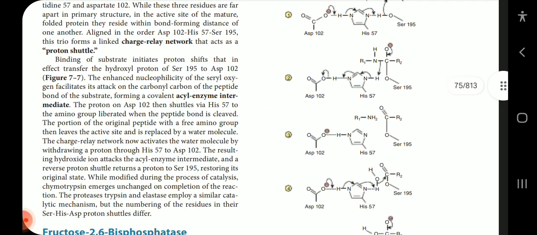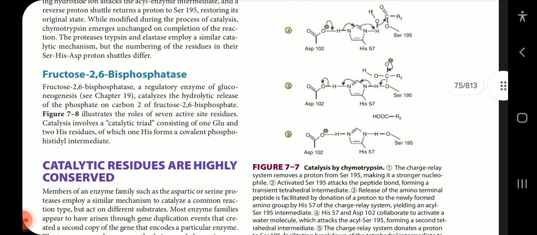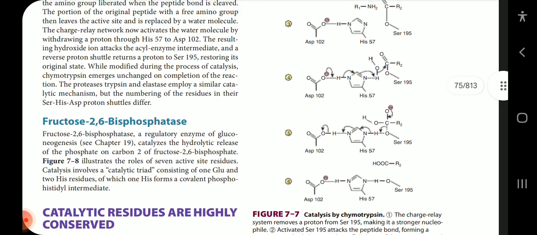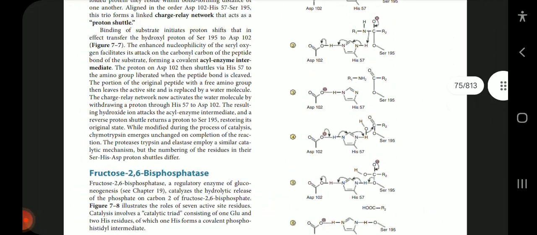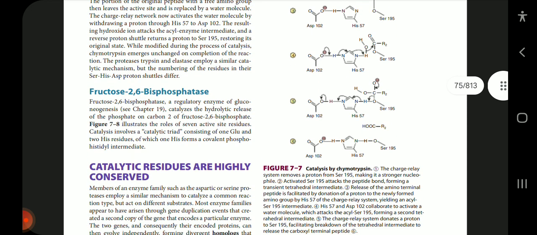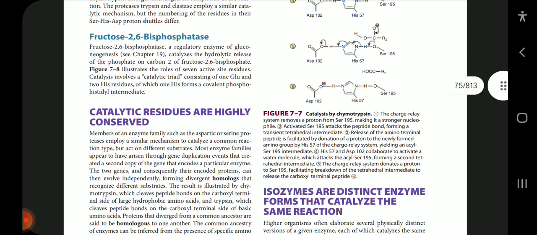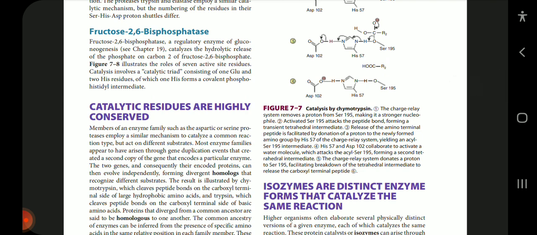See figure 7.7. You can see catalysis by chymotrypsin. In the first diagram, we can see that the charge relay system removes a proton from serine 195, making it a stronger nucleophile. Secondly, we can see that activated Ser 195 attacks the peptide bond, forming a transient tetrahedral intermediate.